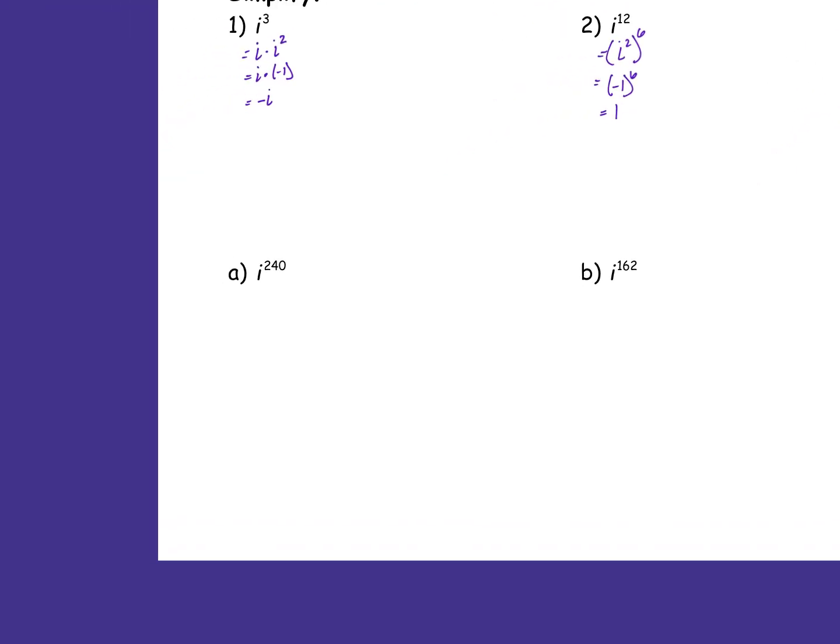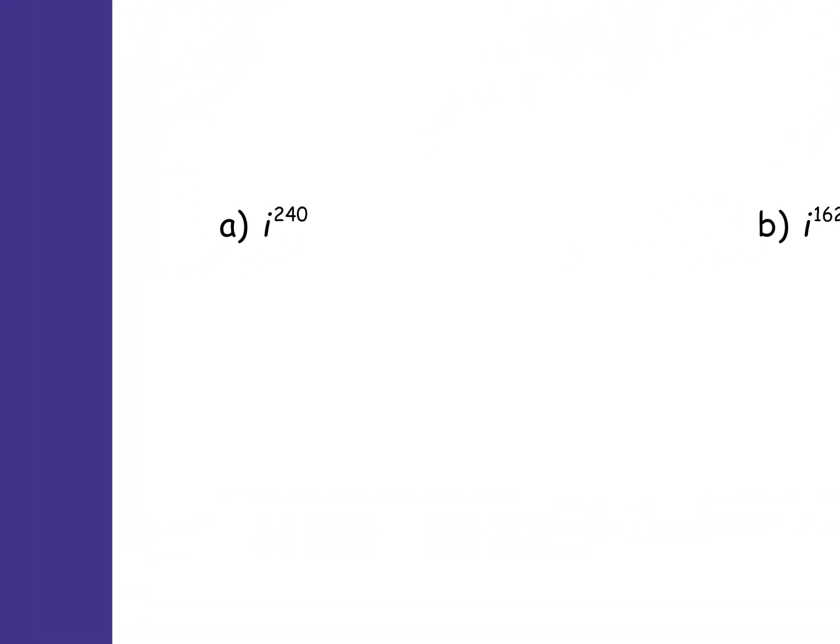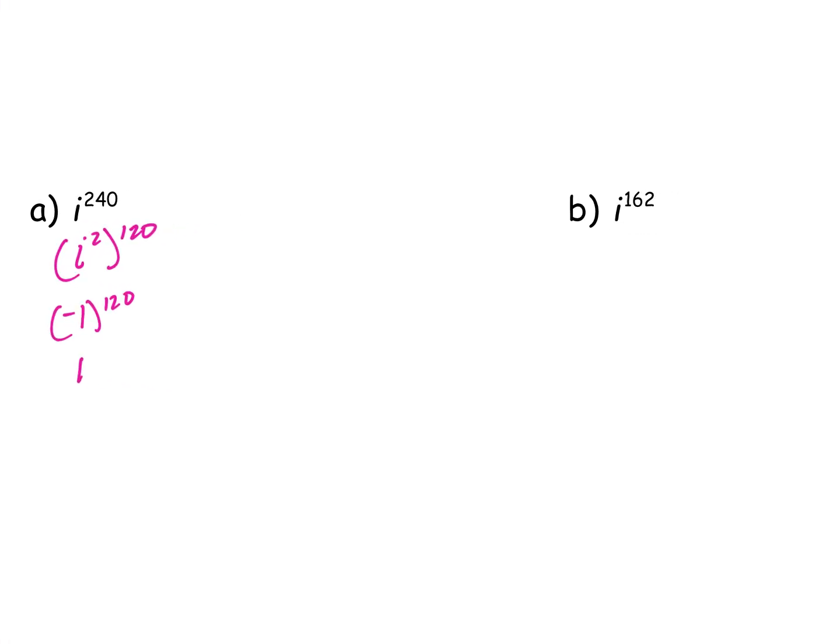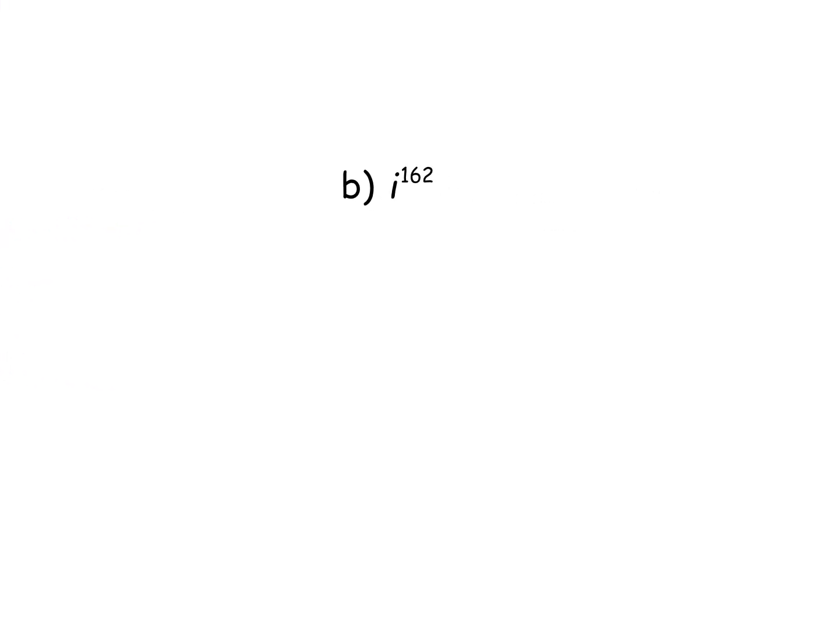Go over these. Let me zoom in here. And so number A, I wrote as i squared to the 120th. So that's negative 1 to the 120th. And it's an even number, so that means it's just going to be 1. Okay. And then, let's see, I wrote as i squared to the 81st power. So that's negative 1 to the 81st power. And since it's an odd power, it's going to be negative 1.